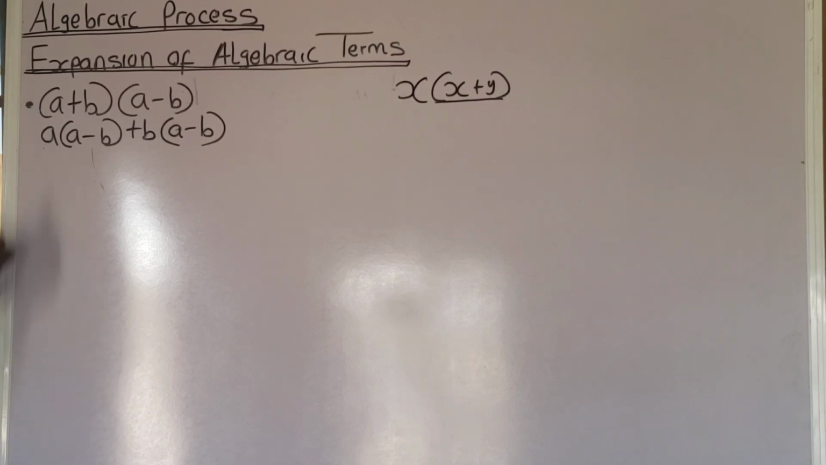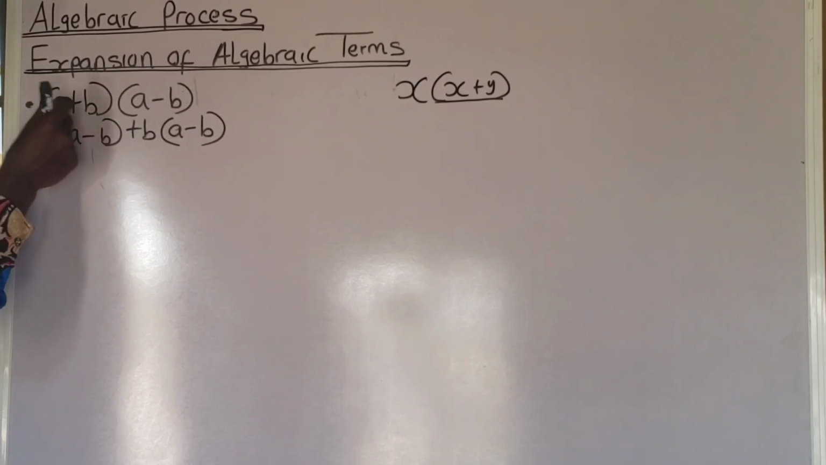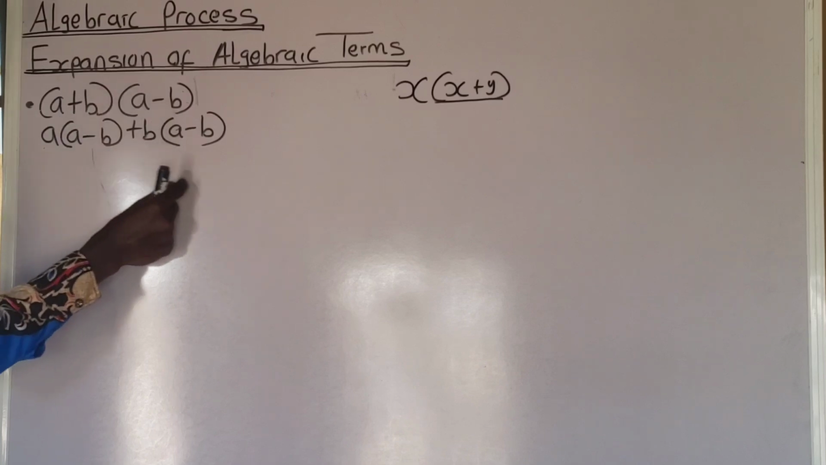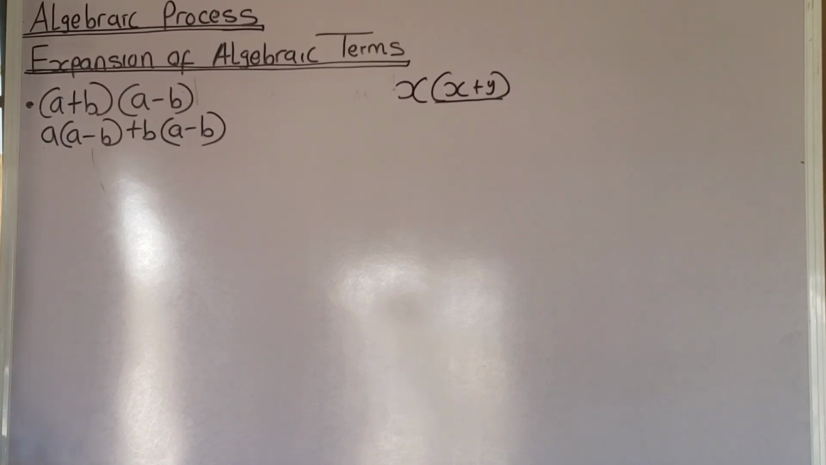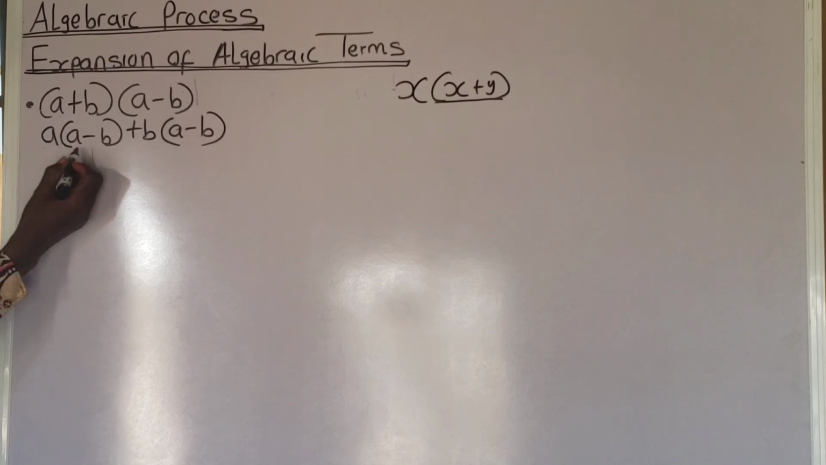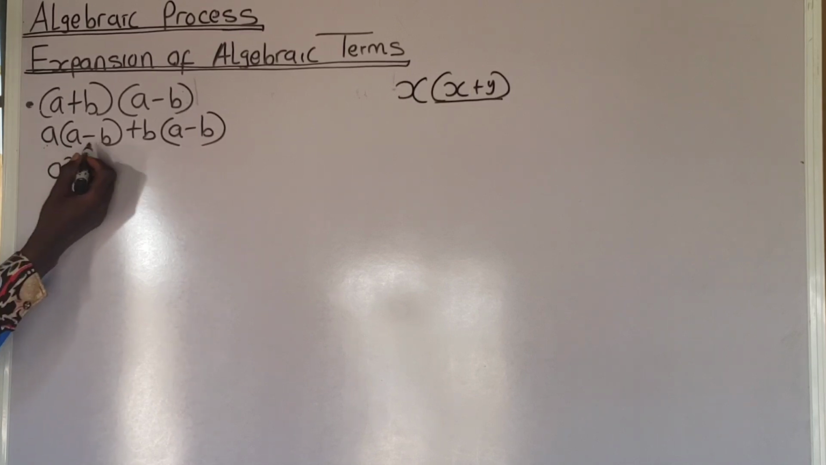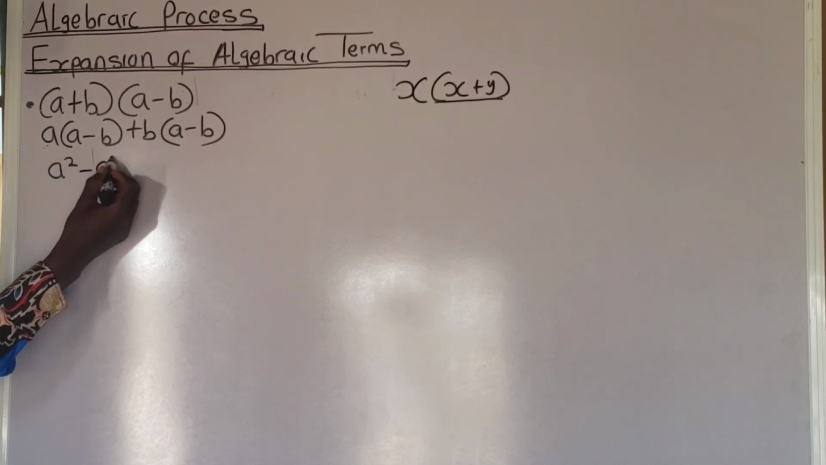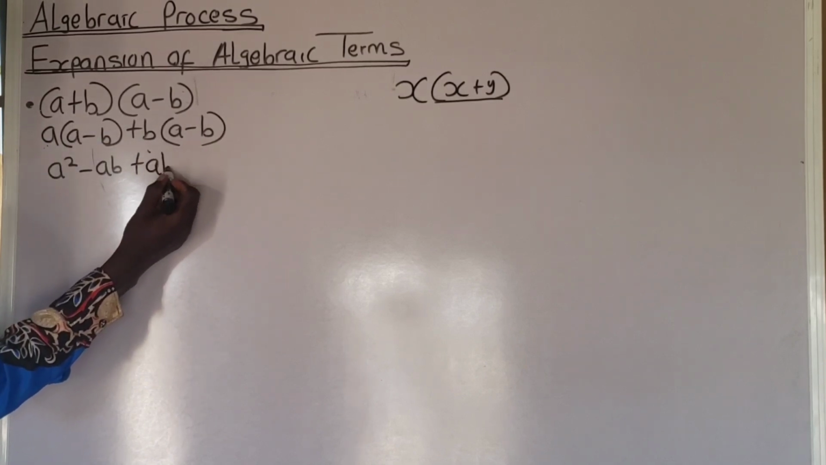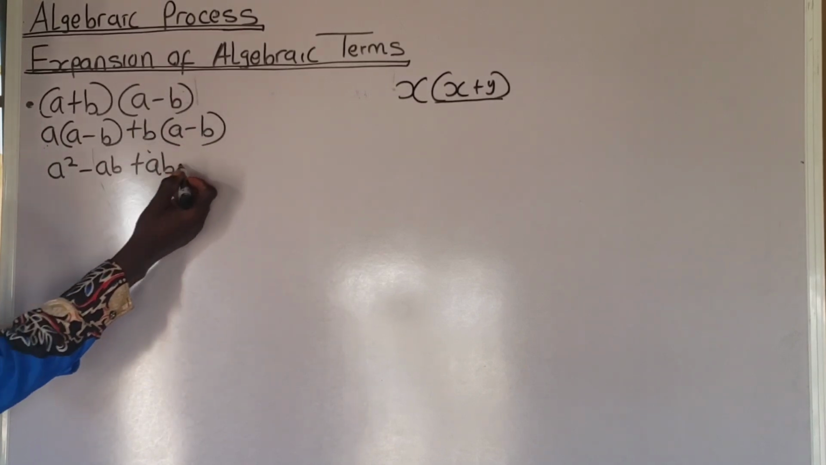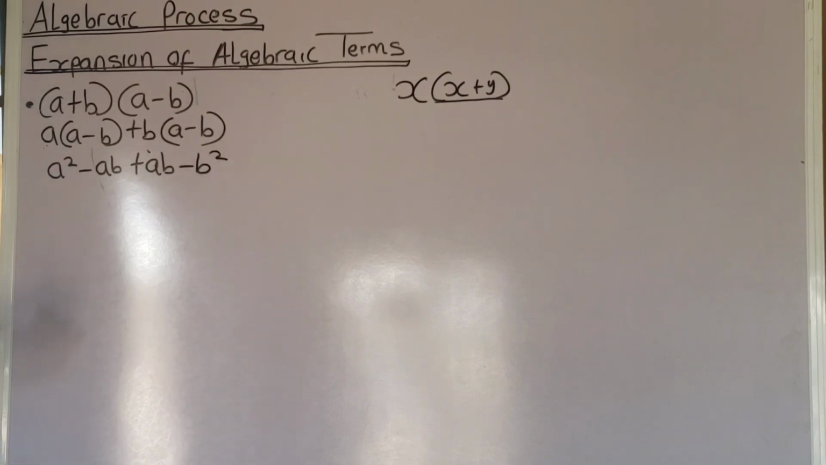To remove the bracket, I'm going to use the first term, which is a, to multiply all the terms in the second bracket, which is a minus b. And as well, I'm going to use the second term, which is plus b, to multiply all the terms in the second bracket. Do you understand? By so doing, I'm going to take their products. a times a is a squared. a times negative b is negative ab. Plus b times a is plus ab. Plus b times negative b is negative b squared.